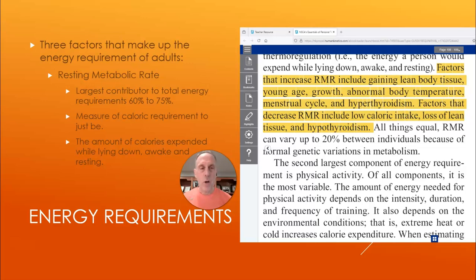Other things that can affect RMR include age, because as we're younger, we're growing, so we're going to have a higher caloric requirement. Body temperature, whether it's warm or cold, menstrual cycle, and hyper or hypothyroidism will affect RMR. What they note is factors that decrease RMR include low caloric intake, loss of lean tissue, and hypothyroidism, versus hyperthyroidism for increasing RMR. Just realize there are 2 sides of that coin.